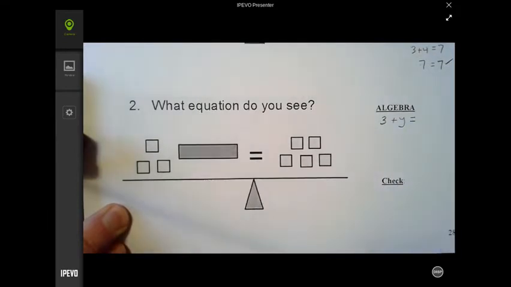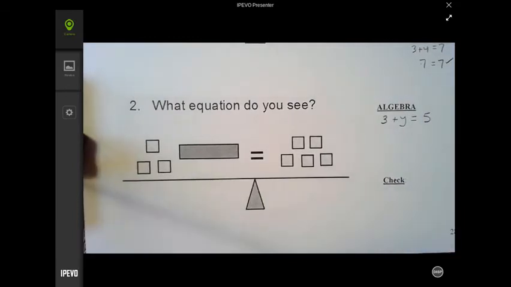And then my equal sign on the other side, I have 5 more squares that are positive. And so my equation is going to say 3 plus y equals 5. And once again, our goal is to try to isolate this variable. We've got to get it by itself. So the equation shows that the variable is on the left-hand side, and it's not alone. It's got these 3 squares with it.